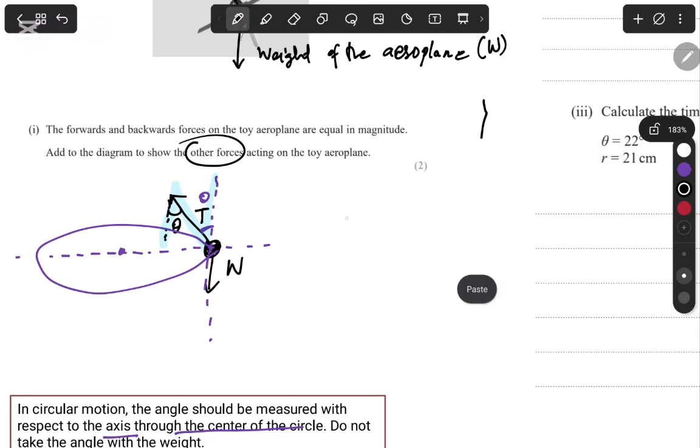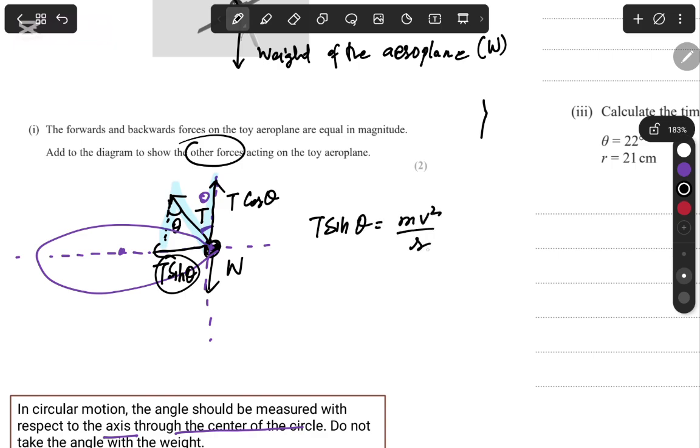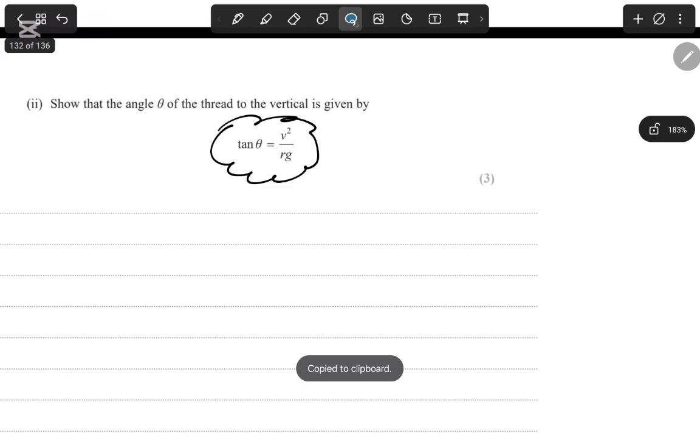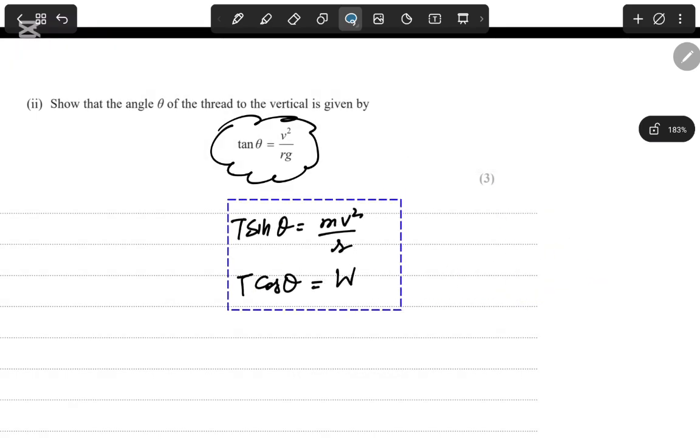Okay, and now we can say that this is going to be T cos theta, and this is going to be T sin theta. And we can see that T sin theta is going to be the centripetal force. So T sin theta is equal to mv squared over r, and T cos theta is equal to the weight. So I'm just going to copy this, and we're going to paste it right over here.